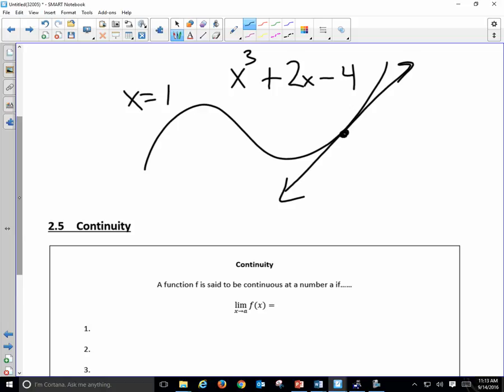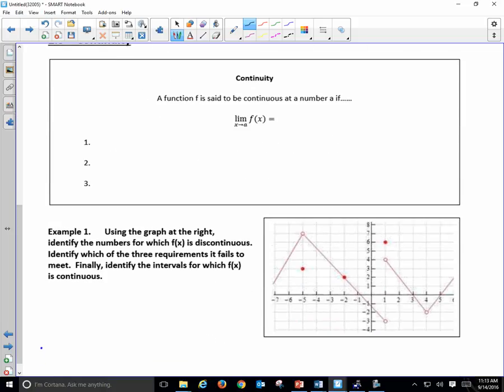But in mathematics, we like to give a different definition. And the definition for continuity is this. A function f is said to be continuous at a number a if the limit as x goes to a of the function is equal to f of a. A lot of people don't know what that means, and so we break it down into 3 criteria. In order for a function to be continuous at a given point, number one, this must be true. F of a must exist. Meaning, if you plug in a, you better get an output.